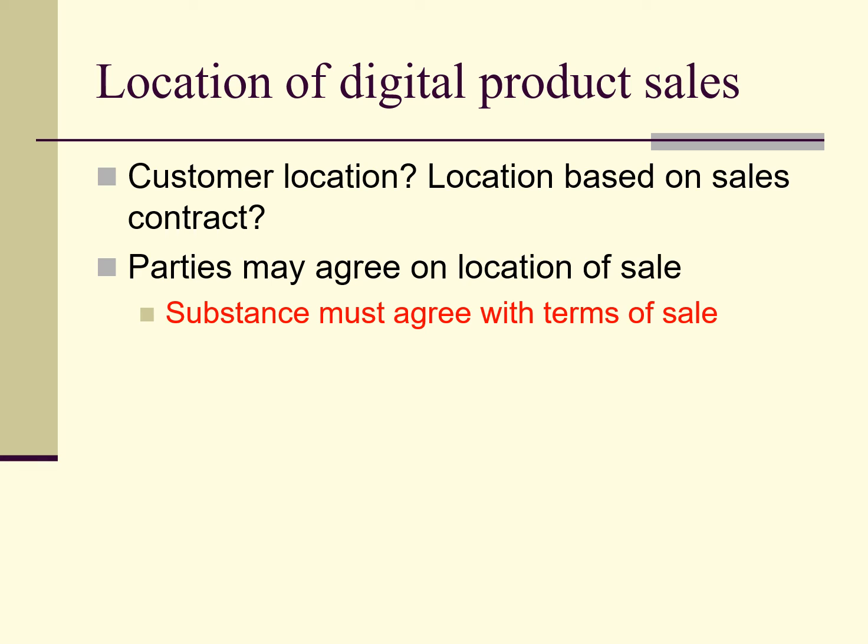However, if the substance of the transaction is not in line with the terms set out in the contract, the terms might be ignored. For example, if the customer is not obligated to pay until it successfully receives the software on its computer, a term that places the sale at the location of the web server might be ignored.